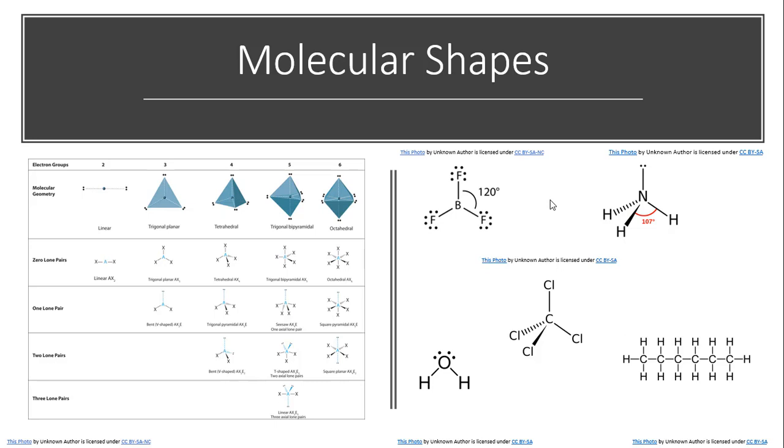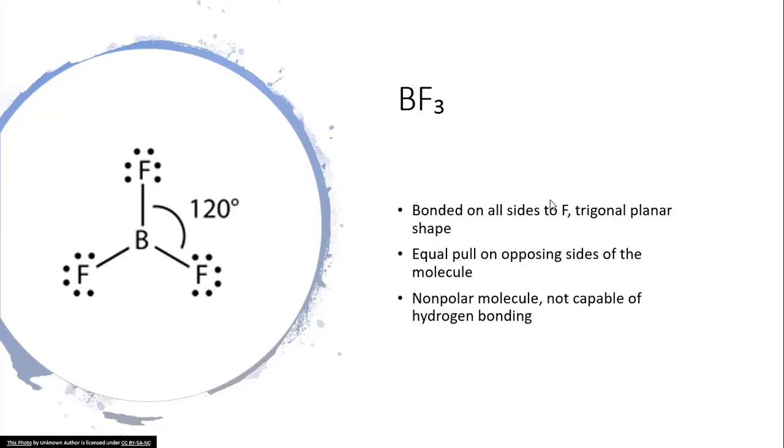Shown here are also the shapes of the molecules that we were given, and now I will explain their shapes and their properties. So boron trifluoride has 3 fluorine atoms attached to a boron atom. Boron only has 3 valence electrons, and you can see here that it's got 3 bonds to fluorine, so it has no lone pairs left.